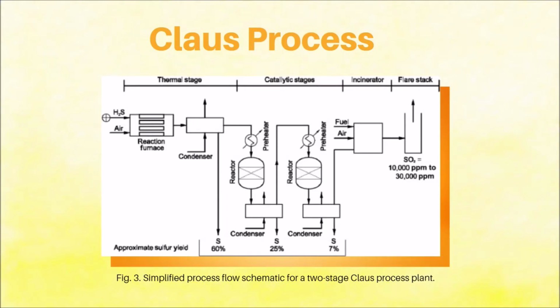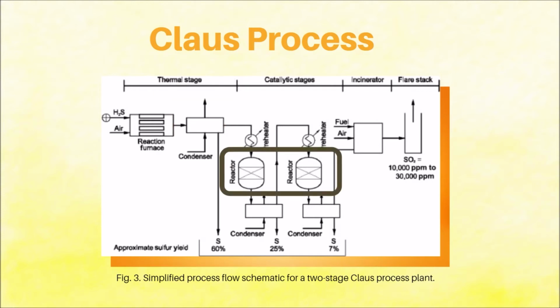This figure shows a simplified flow diagram of a two-stage Claus process plant. The first stage of the process converts hydrogen sulfide to sulfur dioxide and to sulfur by burning the acid gas stream with air in the reaction furnace. This provides sulfur dioxide for the next phase of the reaction. Gases leaving the furnace are cooled to separate out elemental sulfur formed in the thermal stage. Reheating, catalytically reacting, and sulfur condensation remove additional sulfur.